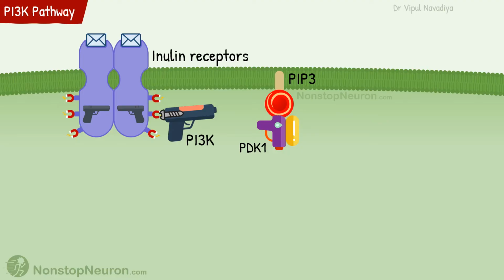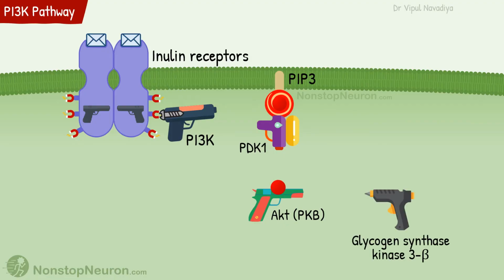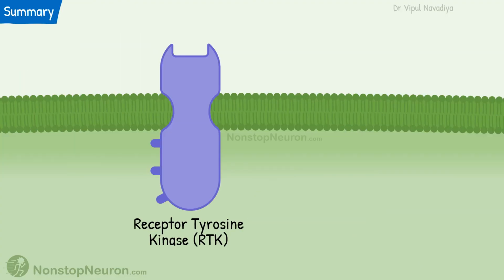It is seen downstream of the insulin receptors. As it binds to the PIP3, its kinase activity leads to phosphorylation and activation of AKT. AKT is also known as protein kinase B. AKT in turn regulates multiple target proteins. For example, it inhibits glycogen synthase kinase 3 beta. So this was the PI3K pathway. Now let's have a quick summary.